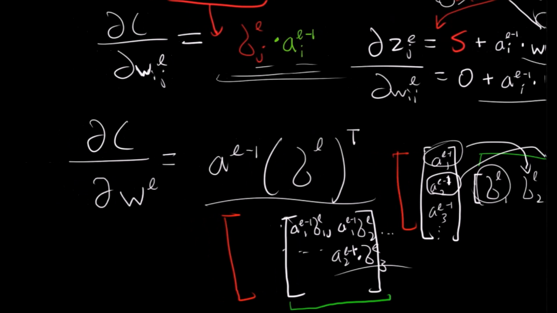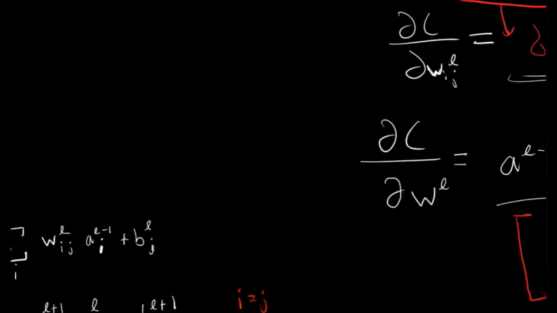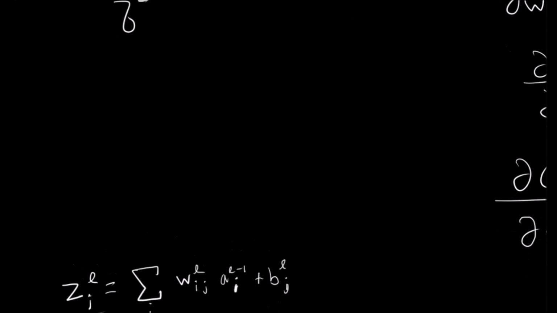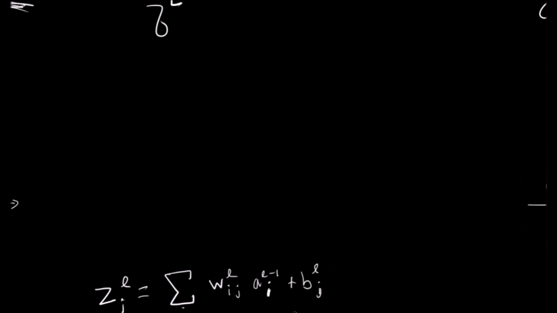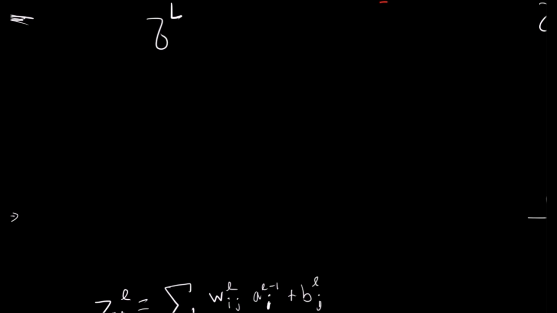And the bias is going to be very simple. We're just going to use the chain rule again. Okay, so we want to figure out how the cost function changes with respect to a bias. We'll call the bias b^L_j.